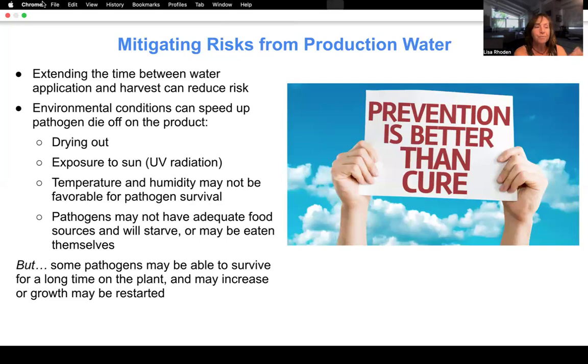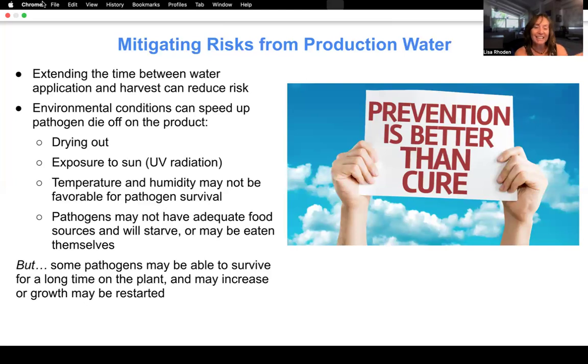Exposure to the sun, not only does this increase temperature, but also UV radiation, which may be effective in killing pathogens. Temperature, humidity, again, we take our product and we cool it down as quickly as possible, get it into a dry environment. That's going to help us reduce that pathogen load. So we want to just really try to keep those three key things that pathogens want to have in mind and start to play around with those to reduce it.